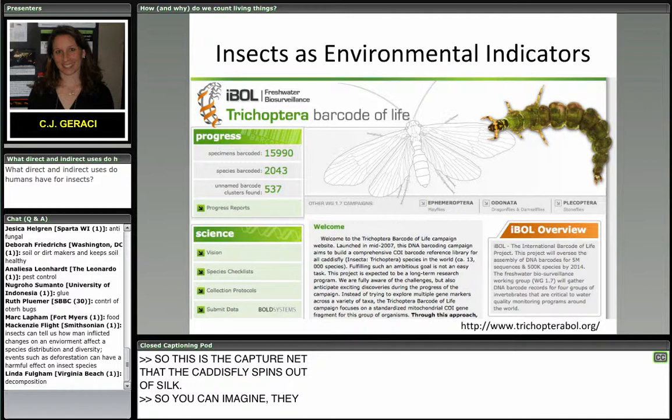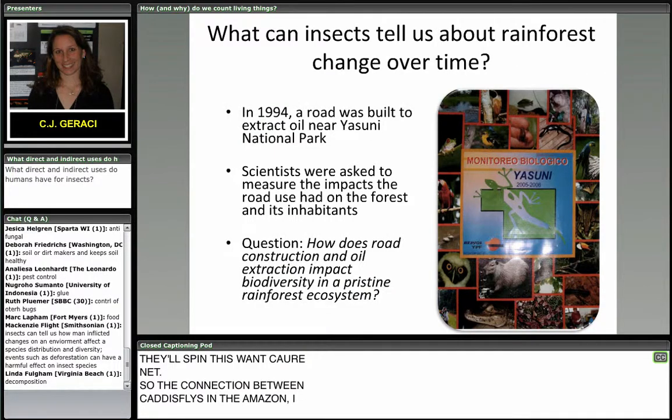And so this is a project that I've been involved with for several years with my colleagues from the University of Guelph in Canada. We're trying to build a DNA library of caddisflies so that we can help groups that are trying to monitor change in the biological community of streams and rivers. Changes in time due to things like water pollution and changes in water chemistry. And so this is very similar, actually, to what Terry was working on in Ecuador. So if we go to the next slide, we have the question, what can insects tell us about rainforest change over time?